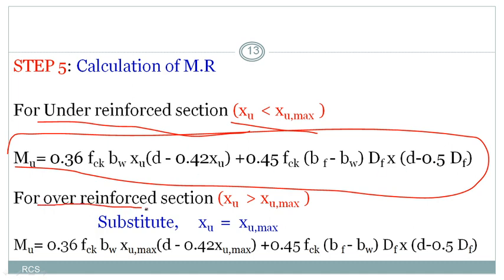Right? If it is an over reinforced section, as per IS 456:2000, which is the limit state method, there is no such condition for design of an over reinforced section. Though we get an over reinforced section, we can design it as a balanced section.